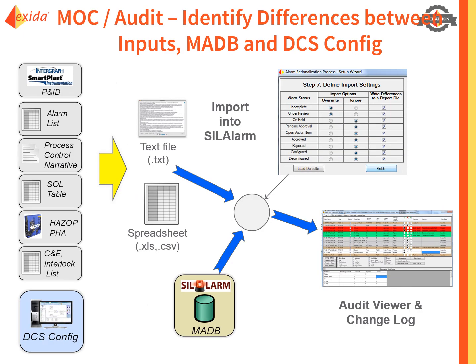Well, the first step in an audit is to check that our master alarm database reflects what's in our various input documents, like our alarm philosophy document, and the various HAZOPs and LOPAs that we've used. And once we've confirmed that the master alarm database is correct and matches those documents, we can then check the rest of the system against our master alarm database, and we can review those changes and make a decision as to whether they're correct or not.